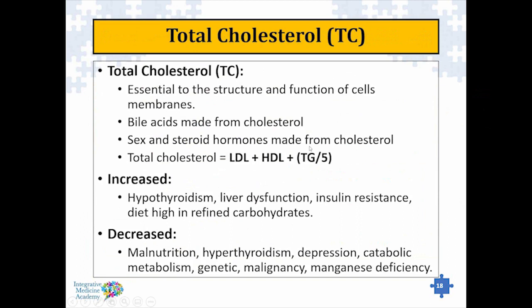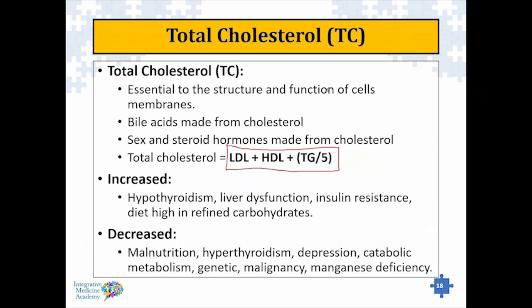And so when you're looking at a total cholesterol number, again, it's not just one thing. We know that cholesterol helps to make up and form the cell membranes of the body. It helps with bile acid formation. It's involved in sex and steroid hormone production. But the calculation is important to recognize. The typical calculation for total cholesterol is LDL plus HDL plus, in parentheses, triglyceride divided by 5.